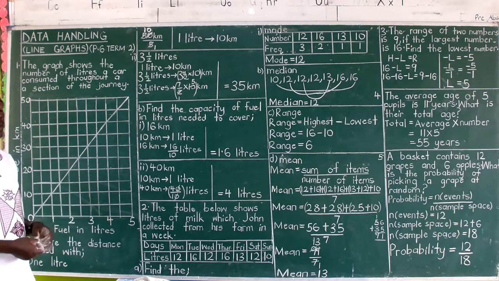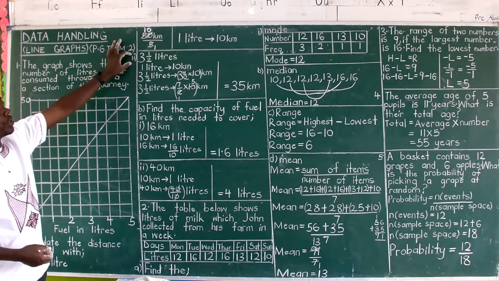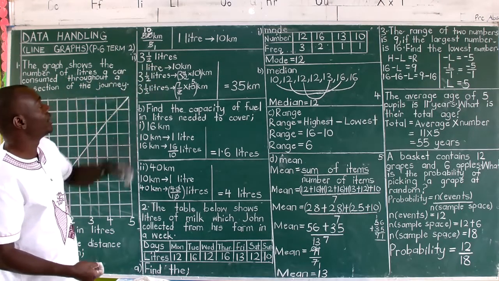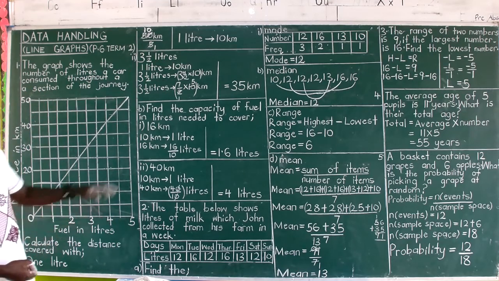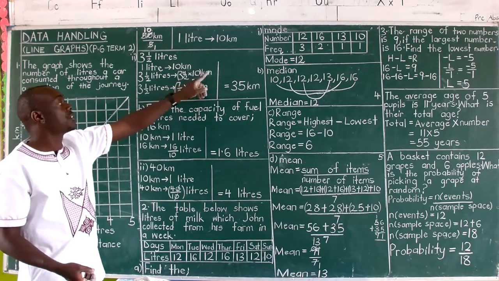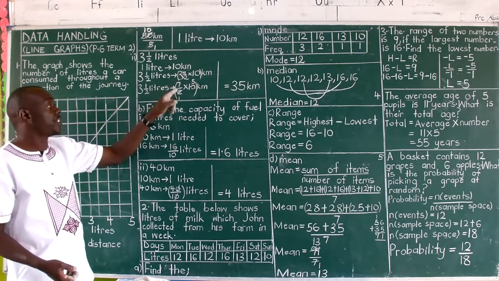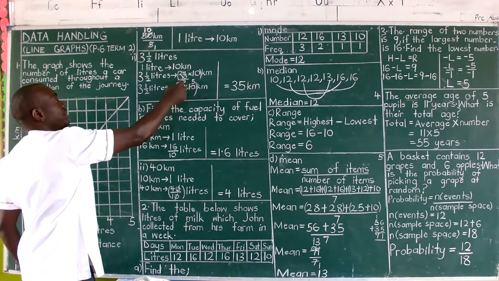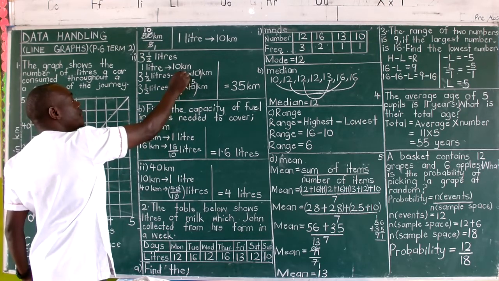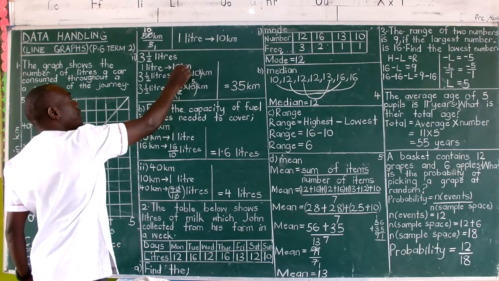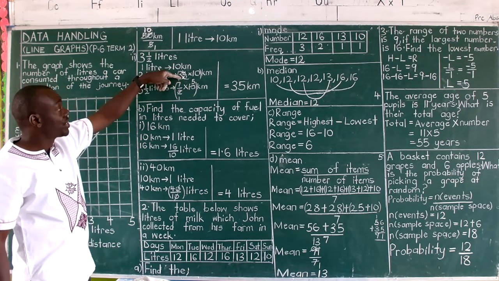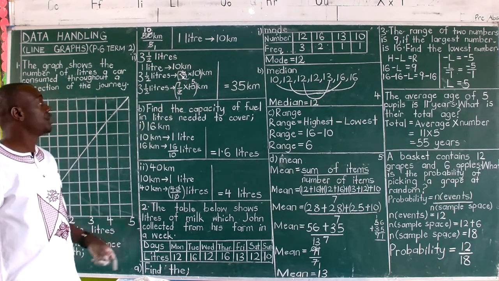Then that fuel consumption rate will be used in Roman numeral 2. The question is, calculate the distance covered with 3.5 liters of fuel. Since 1 liter does 10 kilometers, then 3.5 liters will do 3.5 times 10 kilometers. Then convert this mixed fraction to an improper fraction: the denominator, that is the whole number, times the denominator plus the numerator, out of the denominator. That is 2 times 3, you get 6. 6 plus 1 gets 7 out of 2 now.